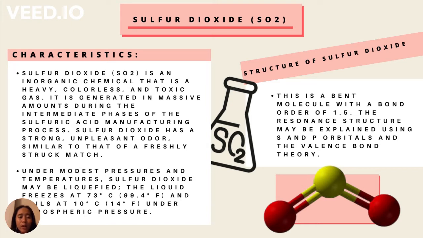This is a bent molecule with a bond order of 1.5. The resonance structure may be explained using s and p orbitals and the valence bond theory. And for you guys to have a closer look and visualization on the structure of sulfur dioxide, I am going to show you a simulation.